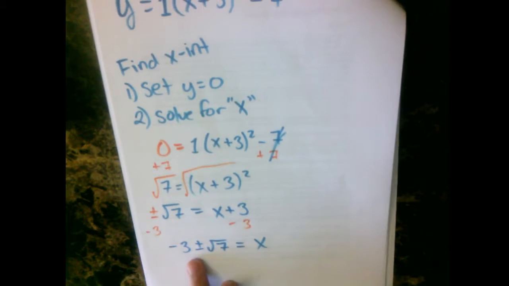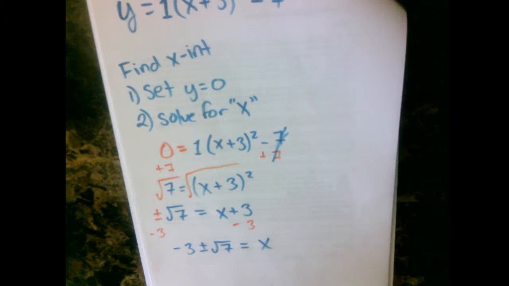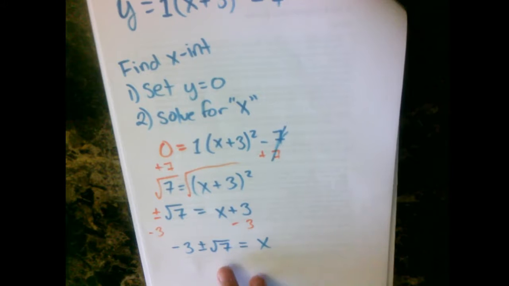And there are your x-intercepts. Technically, your x-intercepts would be at negative 3 plus the square root of 7. The square root of 7 is somewhere around 2.5, 2.6, something like that. So you're basically plotting a dot at negative 3 plus 2.5, which will give you about 0.5. So this is somewhere between 0 and 1. And then negative 3 minus 2.5, which should give you somewhere around 5.5.